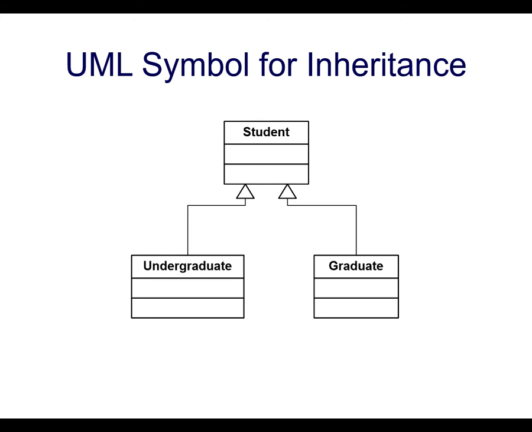Let's check whether these classes meet the is-a test. An undergraduate is a student. A graduate is a student. To be more specific, an undergraduate student is a student. It is not unusual for the subclass names to involve an adjective modifying the superclass. It is always true that for any adjective and noun, adjective noun is a noun.